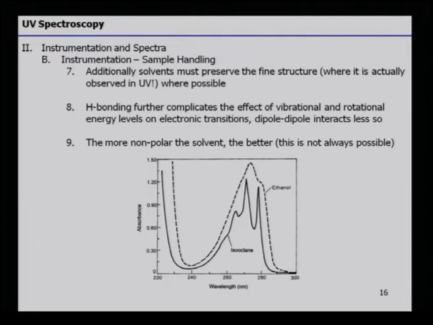Additionally, solvents must preserve the fine structure where it is actually observed in UV wherever possible. Hydrogen bonding further complicates the effect of vibrational and rotational energy levels on electronic transition because of the dipole-dipole interaction, and so on in the case of IR. However, the more non-polar the solvent, the better it is, because it will not create any kind of hydrogen bonding effect, which is also witnessed in the case of UV spectrum.